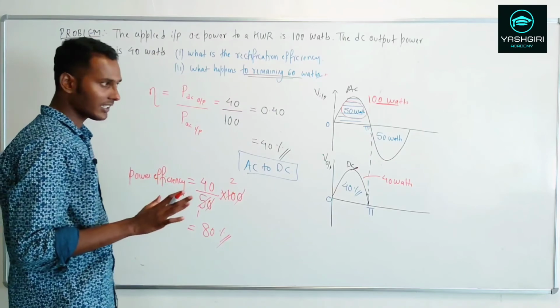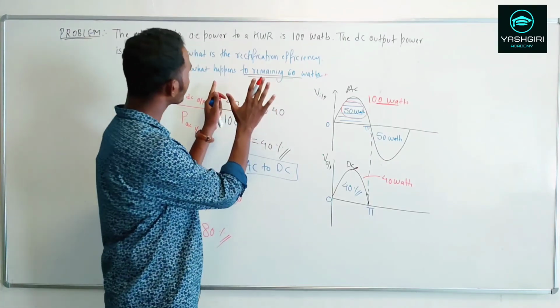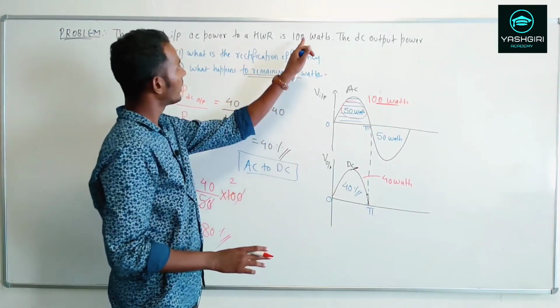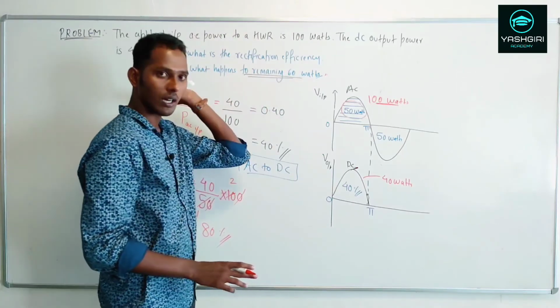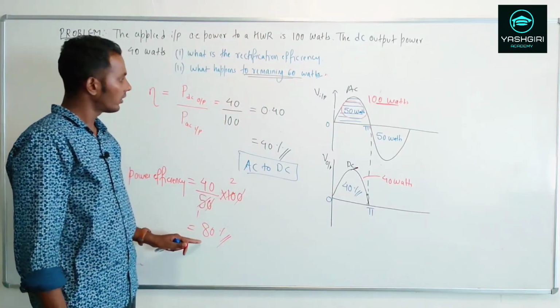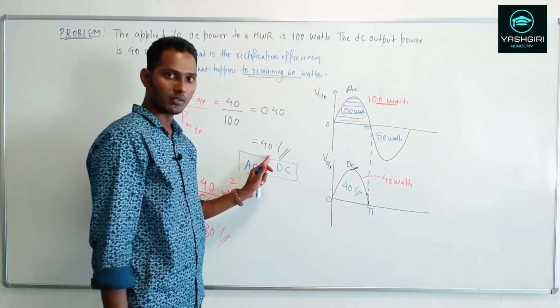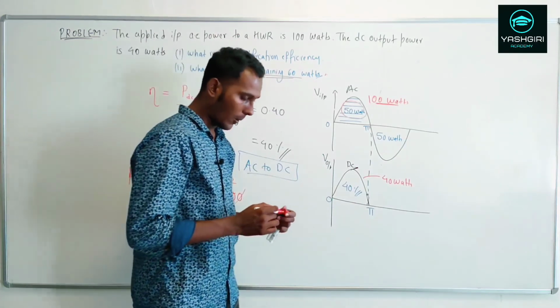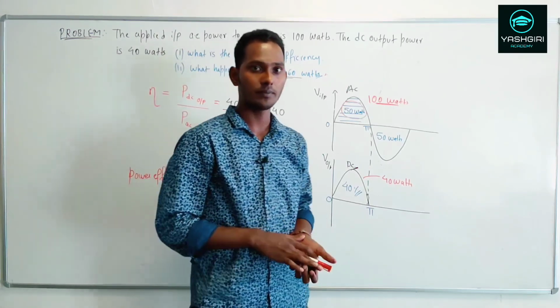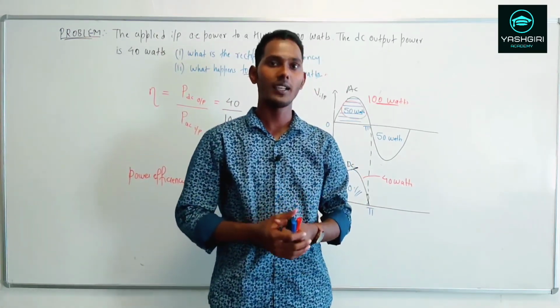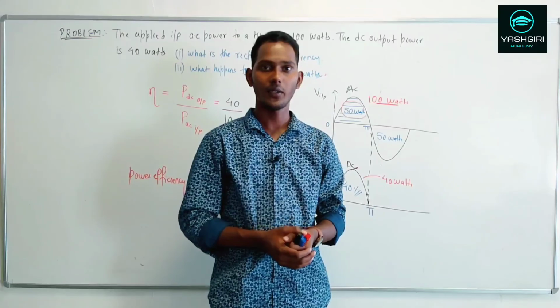So the power efficiency of this half wave rectifier with 100 watts at the input and 40 watts at the output is 80%, whereas the efficiency of converting AC to DC is 40%. I hope this small problem helped in clearing all the doubts. So thank you very much.